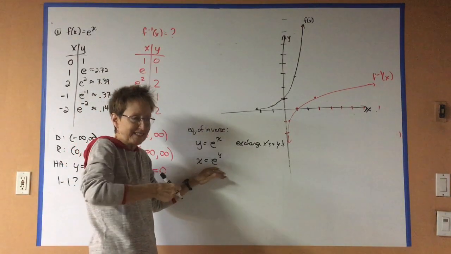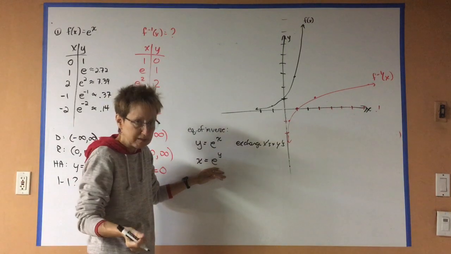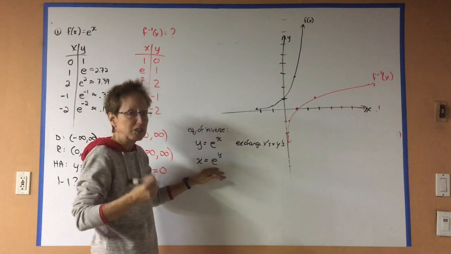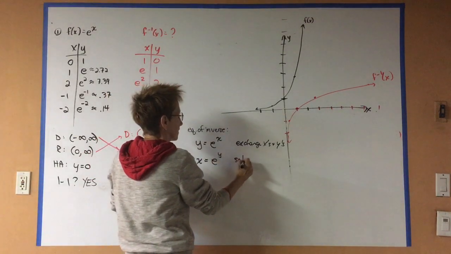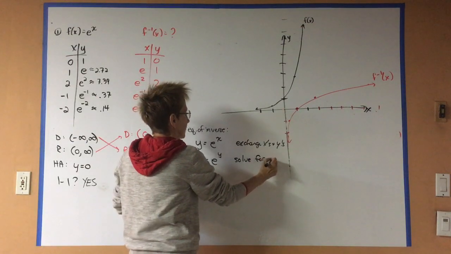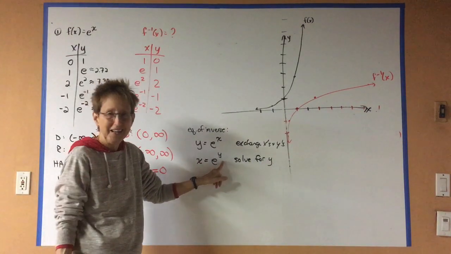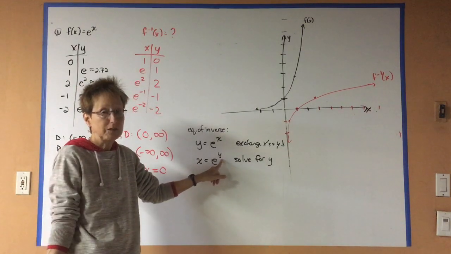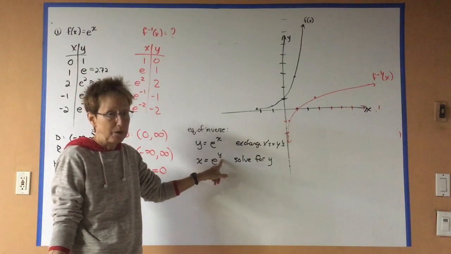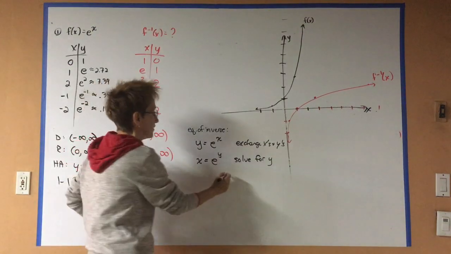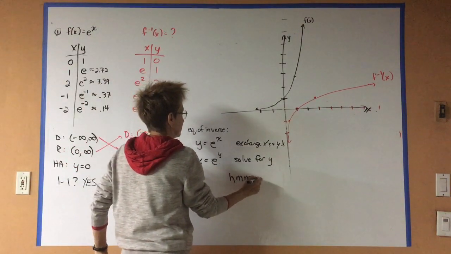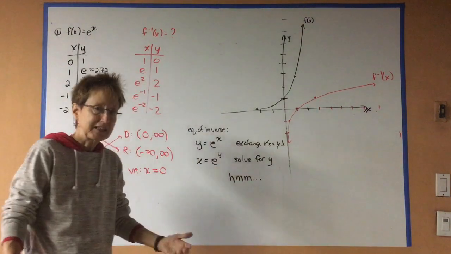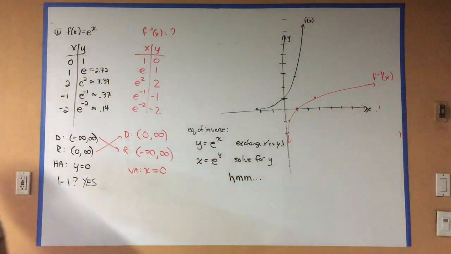So this is the equation, but it's not in proper form. It's called implicit form. We want it in explicit form, in other words, meaning we want to solve it for y. So we need to solve for y. And I don't know how. Because again, the y is in the power, and we haven't learned anything about how to solve an equation that has the unknown in the power. So I don't know how to do this. All right. Again, I have to think about it.